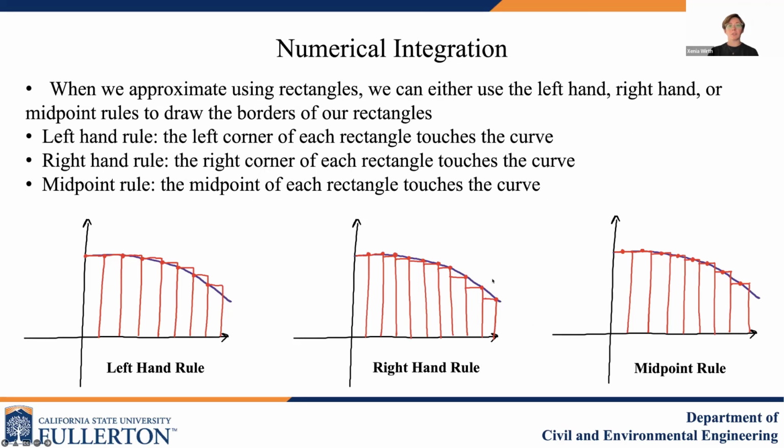When we approximate using rectangles, there are three different ways that we typically go about doing so. The first is the left-hand rule, the second is the right-hand rule, and the third is the midpoint rule.